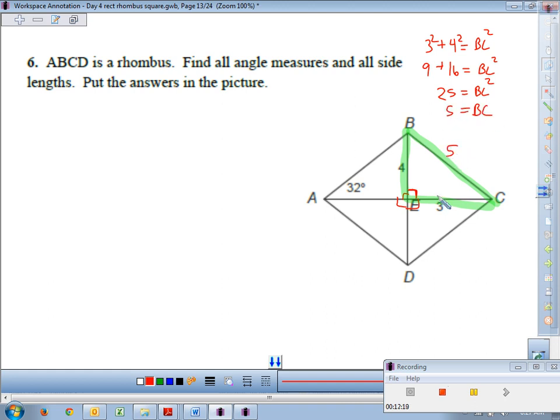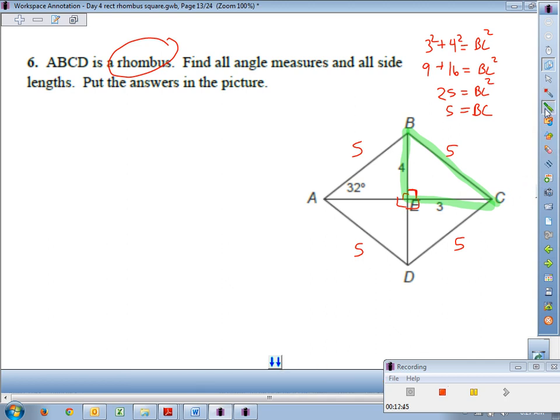Oh yeah, didn't you ask us to remember that, Mr. P? 3, 4, 5 is the most popular right triangle around. So if you have that committed to memory, you don't have to show me this Pythagorean theorem work. But if you don't have it committed to memory, time to do the Pythagorean theorem. Awesome. Now, since it's a rhombus, if this side's 5, all the other sides have to be 5. So that's nice. Then let's use some symmetry lines.